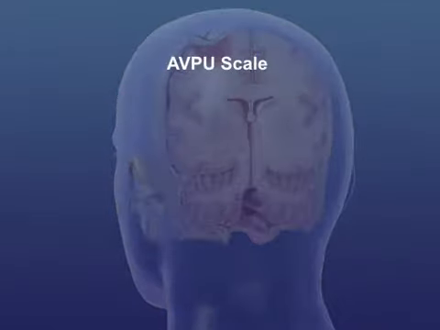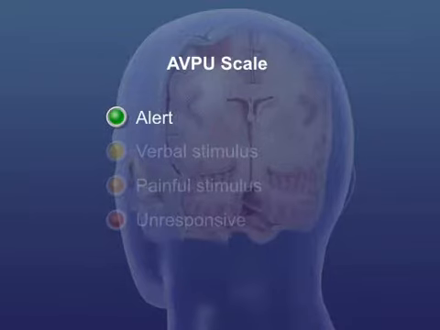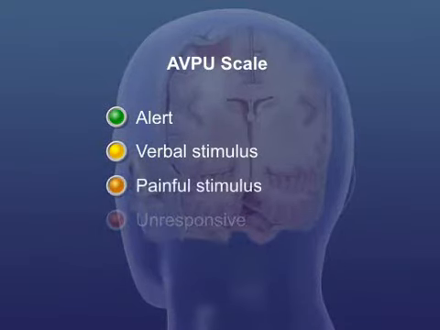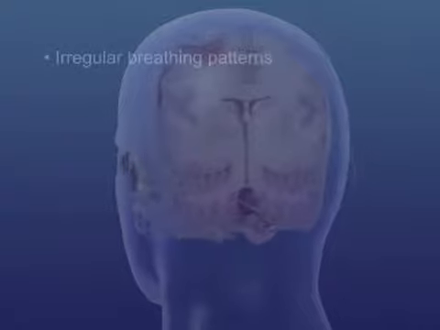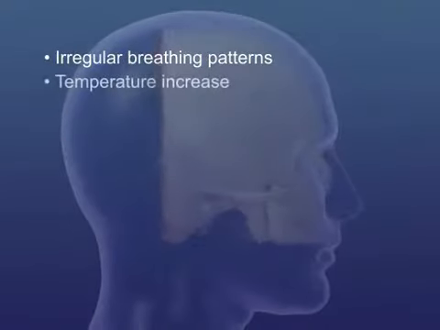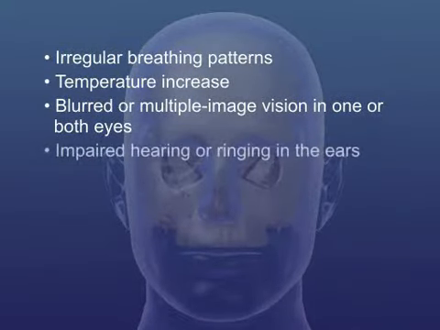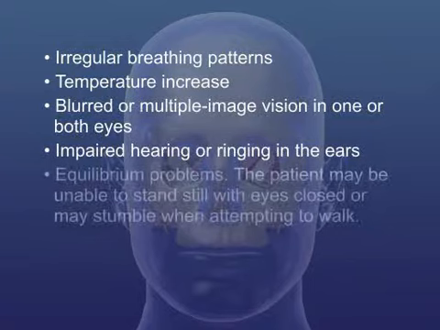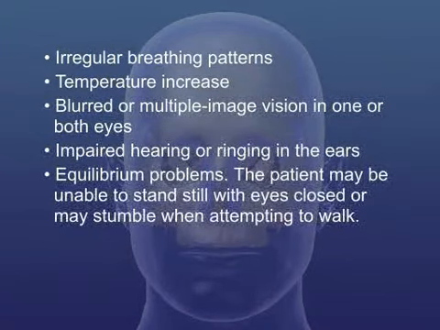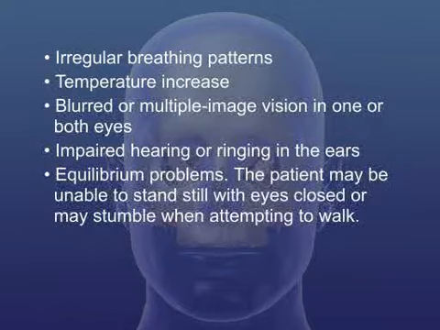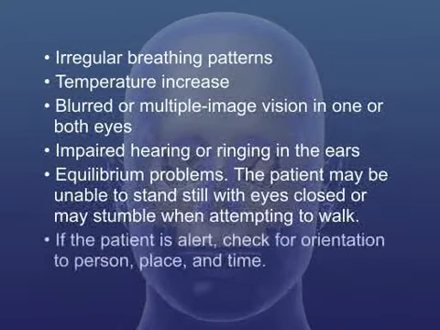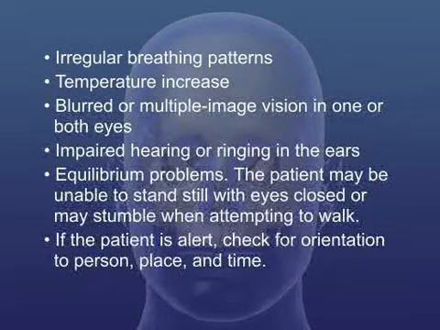Check for altered mental status using the AVPU scale: alert, verbal stimulus, painful stimulus, unresponsive. Pain may range from a headache to severe discomfort. Also check for irregular breathing patterns, temperature increase, blurred or multiple image vision in one or both eyes, impaired hearing or ringing in the ears, equilibrium problems. The patient may be unable to stand still with eyes closed or may stumble when attempting to walk. Do not test for this. If the patient is alert, check for orientation to person, place, and time.